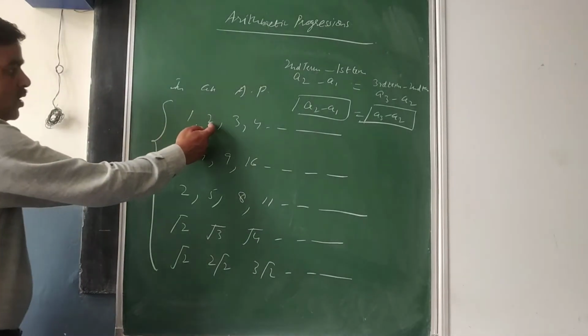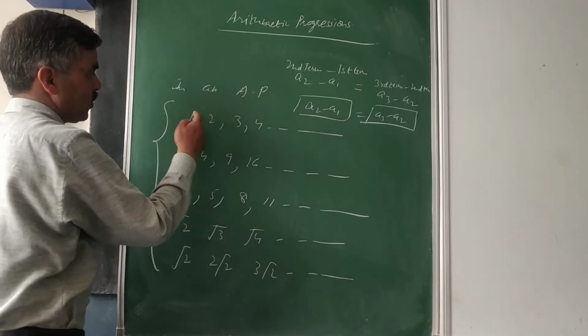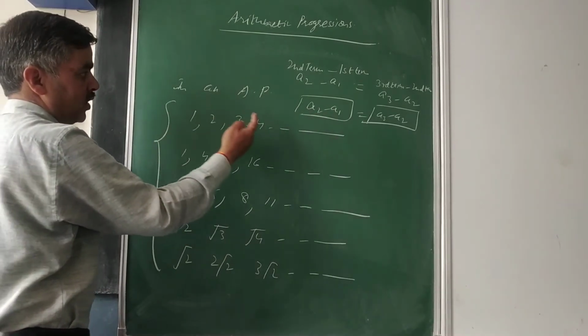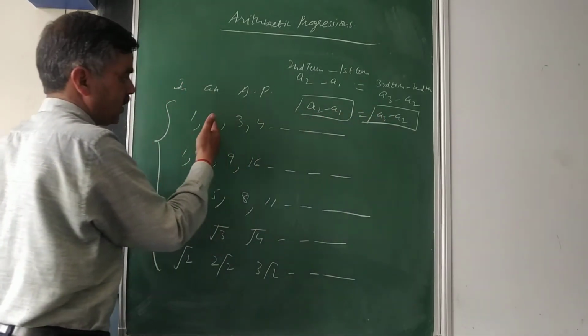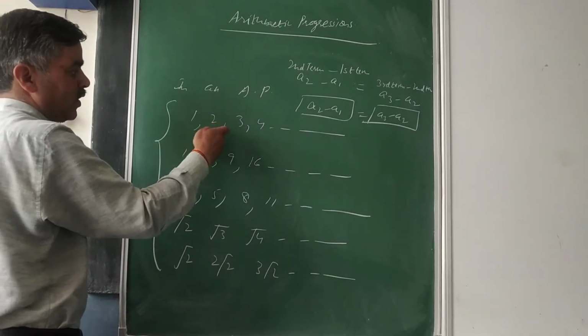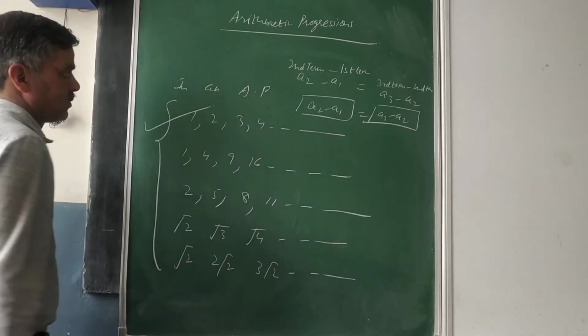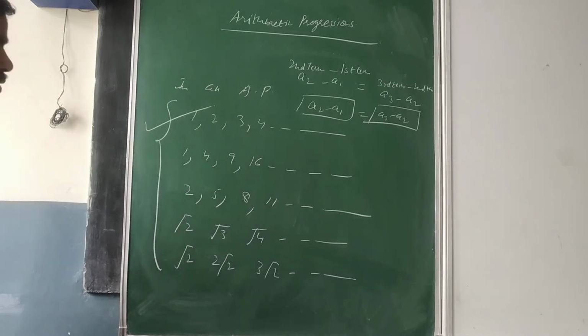You see here A2 minus A1, 2 minus 1 is equal to what? 1. A3 minus A2, 3 minus 2 is equal to what? Again 1. So answer is yes. This is an arithmetic progression.